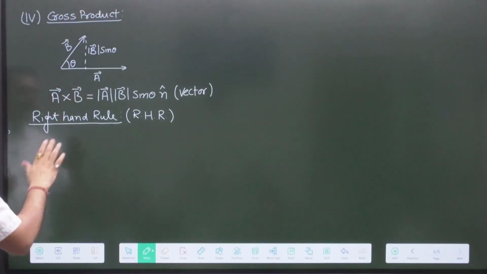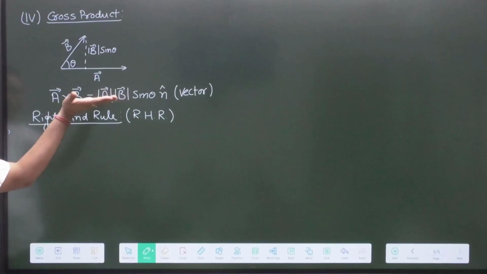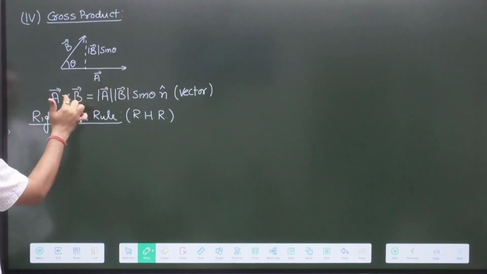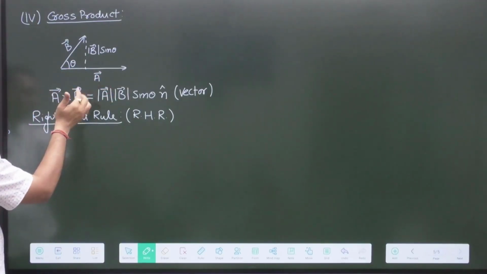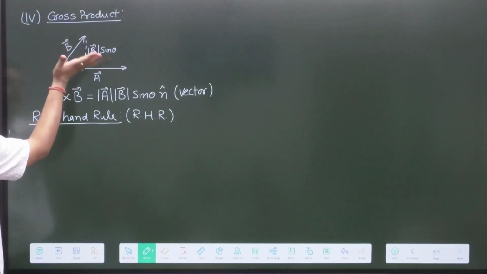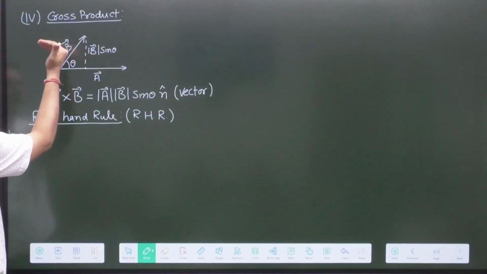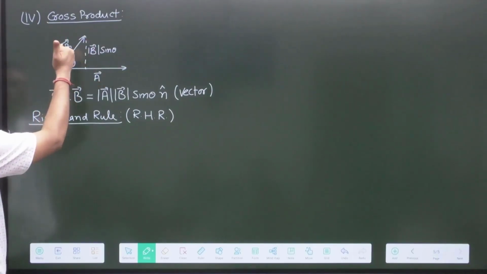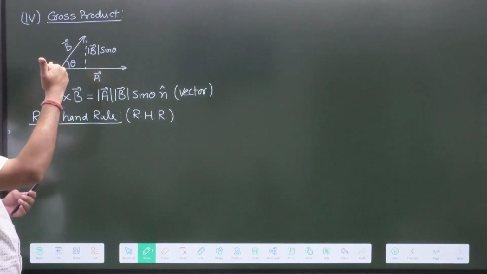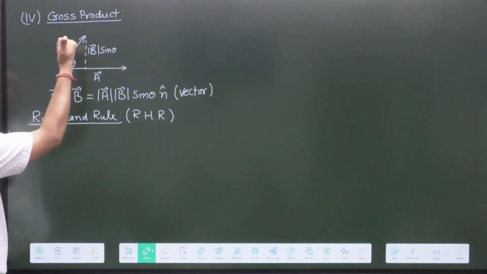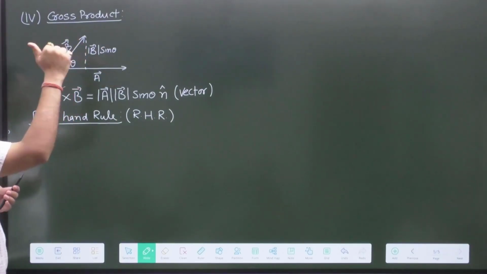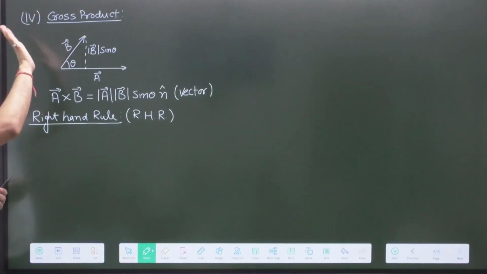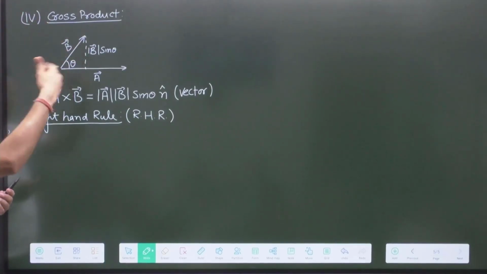So what is the right hand rule? Use your right hand and move your fingers. If you have to find the direction of A cross B, move your fingers from A to B via the smaller angle, because this is the smaller angle. Then the thumb will give you the direction of A cross B. So A cross B is outward. And if you have to find B cross A via the smaller angle, it is inward. So that is the right hand rule.